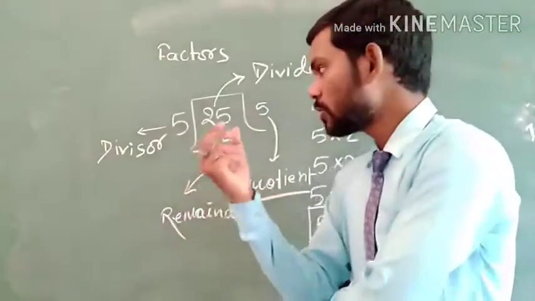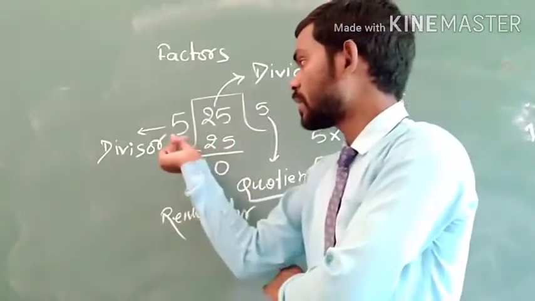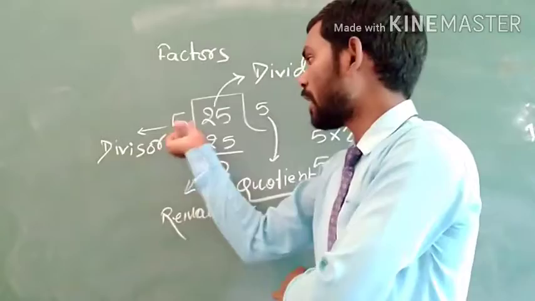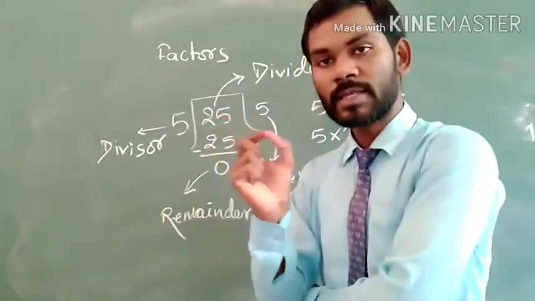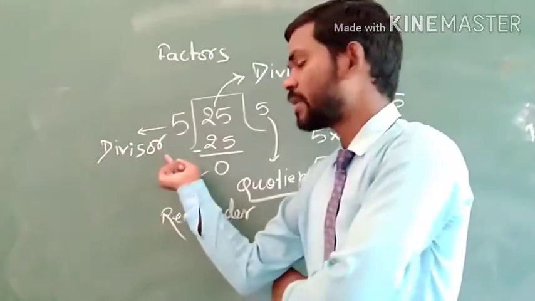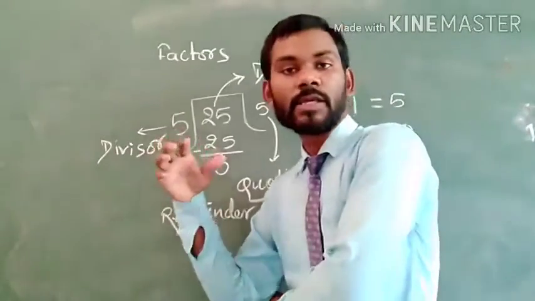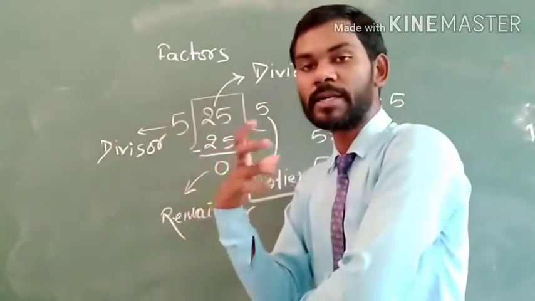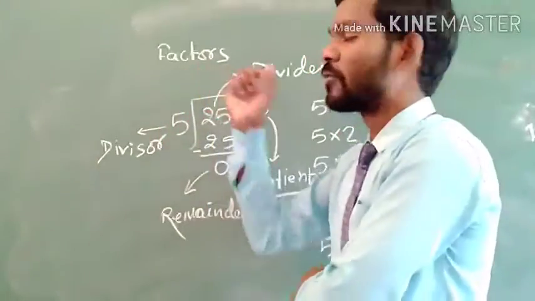So here we can say that 5 divides 25 leaving remainder 0, so this divisor has a specific name, and that name is called factor.